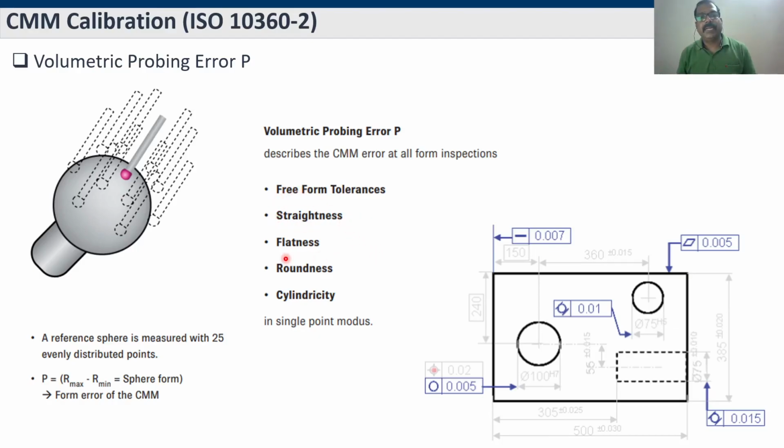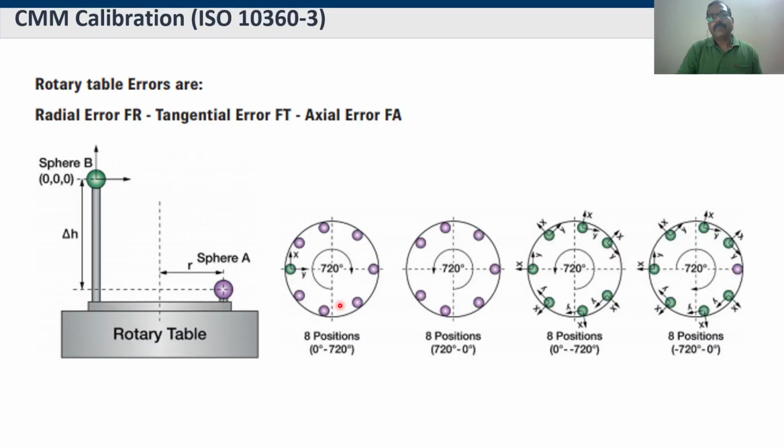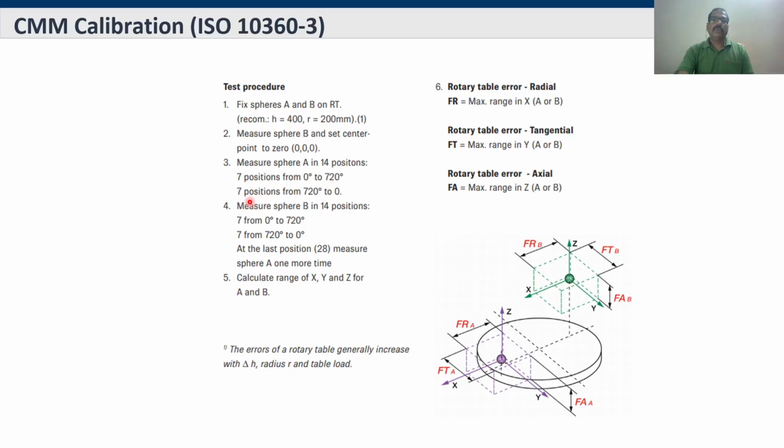Then if we measure the straightness, flatness, roundness, cylindricity along with the form errors of the CMM, we can give the original measurement. Similarly, for rotary table error, we can do it using two different spheres A and B, the distance from the center of the rotary table to sphere A or sphere B, and also the height from sphere A to B, which is very important. With that, we can do multiple measurements and identify the rotary table's radial error in terms of the X-axis, tangential error in terms of the Y-axis, and axial error in terms of the Z-axis.